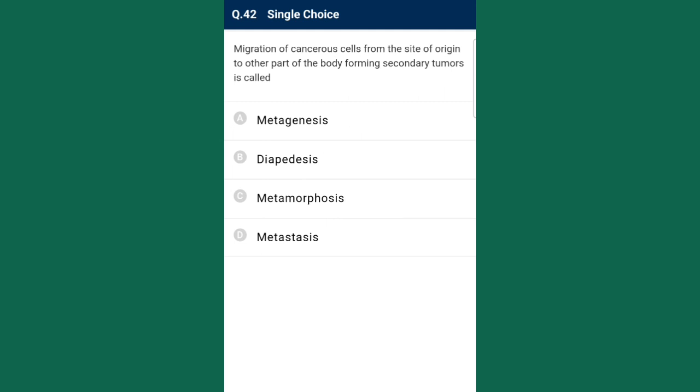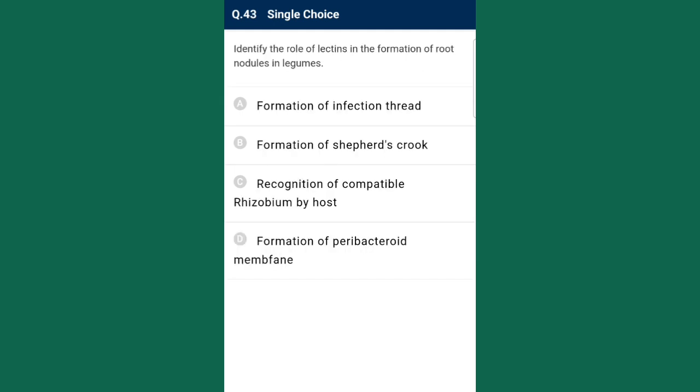Question number 42. Migration of cancerous cells from the site of origin to other parts of the body forming secondary tumor is called metastasis. So the answer for this question is option D.